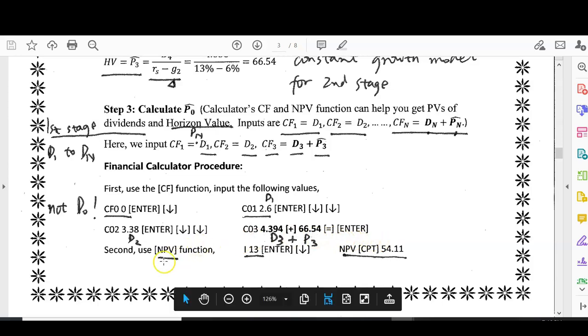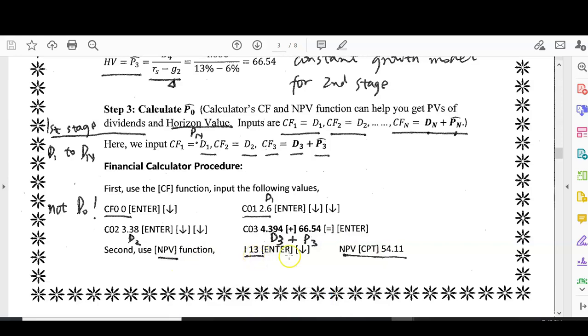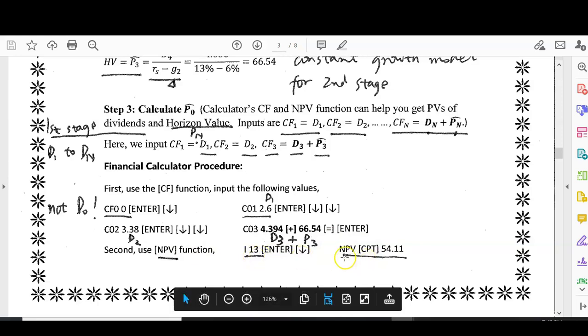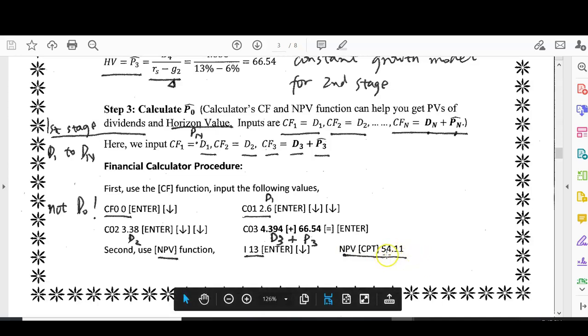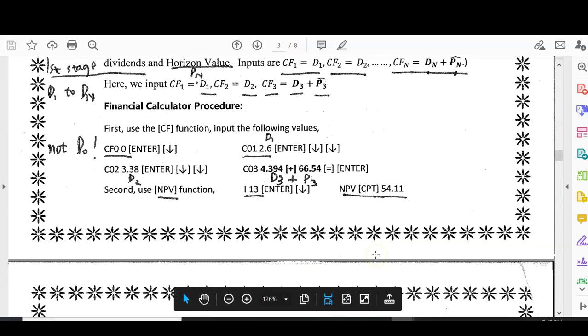Then we go to the NPV function, input I as our stock return, the discount rate here, 13, enter, down button, and we go to NPV compute. So we have 54.11 as our stock price here, okay, P0.